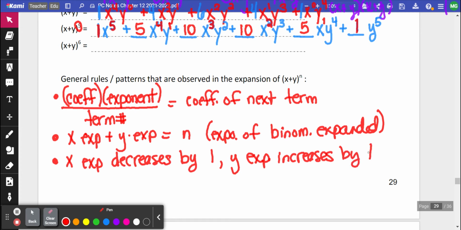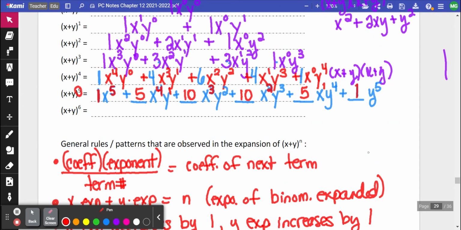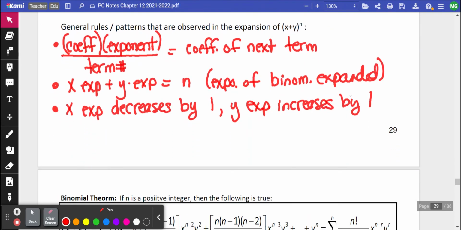Okay. And something else, just to make sure that you're on the right track, is that when you're expanding any one of these, for example, this exponent here was 5, so our n value here is 5. That will result in one more term than the exponent. So in other words, 1, 2, 3, 4, 5, 6. So you'll always have one more term. It's important because you might miss one.